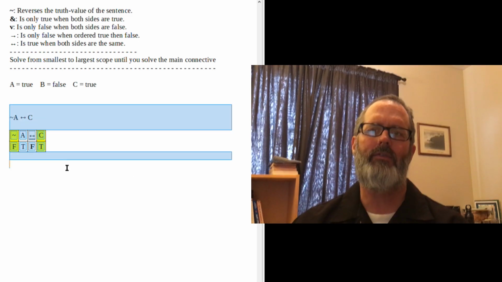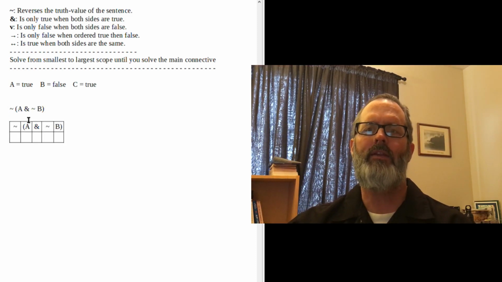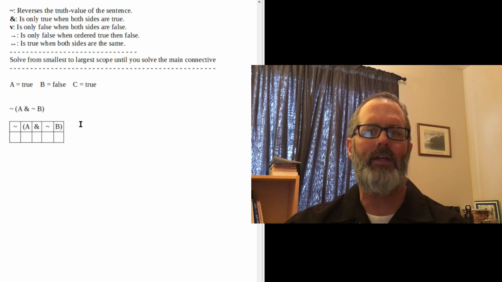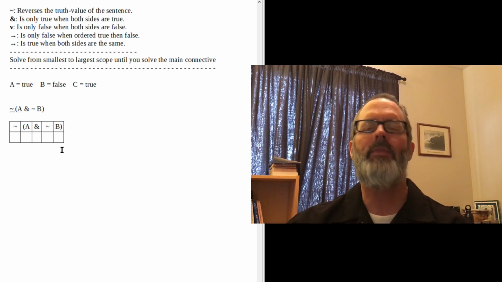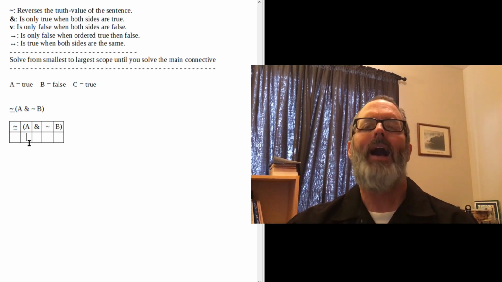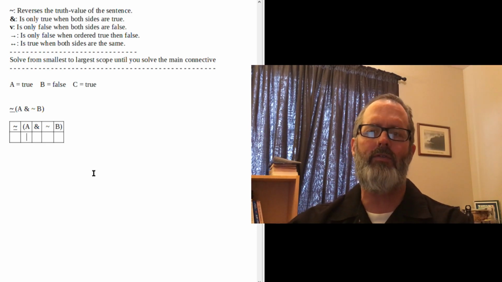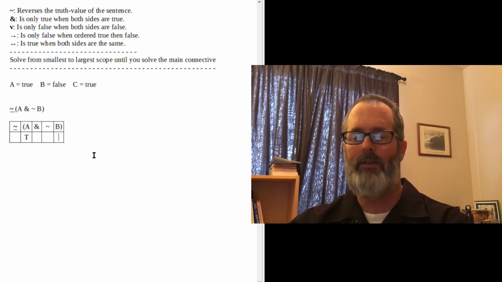Try more complication. Our next sentence is this, right? So here it is written above. Here it is written in the table. Now I need to pay attention carefully. I'll begin by labeling my main connective. Where is it? Notice, all of these are inside parentheses. This is outside parentheses. So there is my main connective. That is the value I will solve last. Good, because it's outside the parentheses. Here is my main connective. I'll make it stand out. Good. I work from smallest to largest scope. Smallest scope is always the sentence letters, so I solve those first. A is true, B is false.